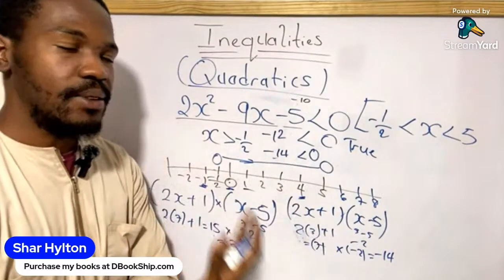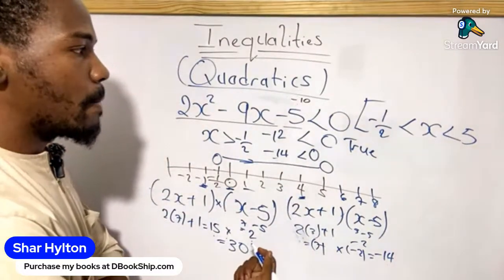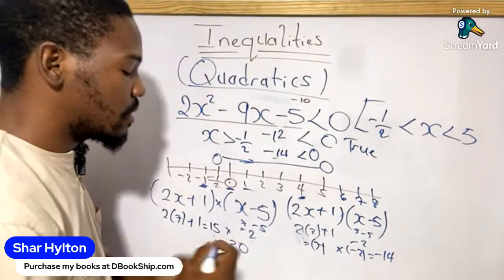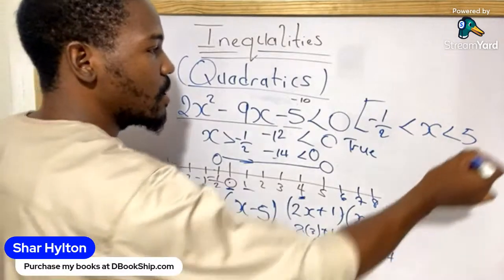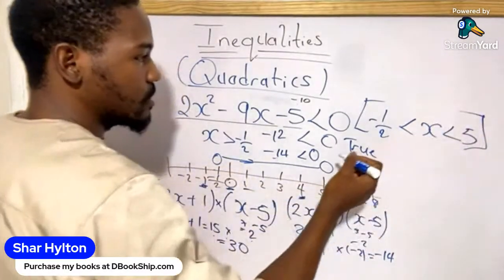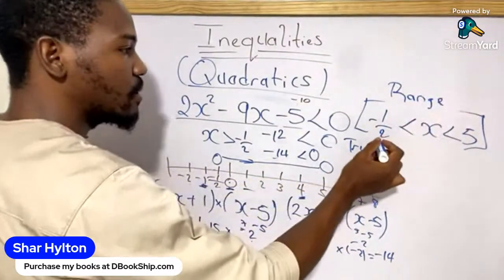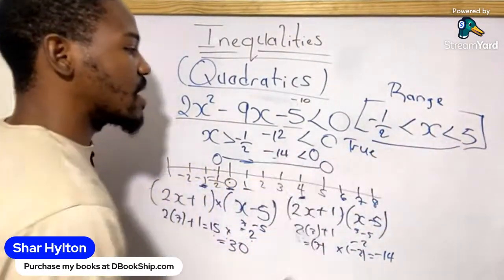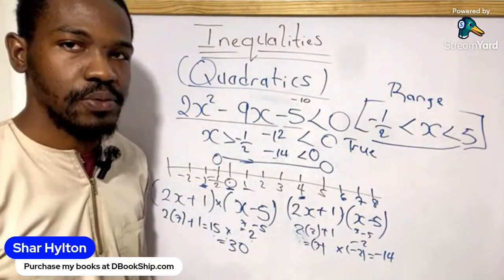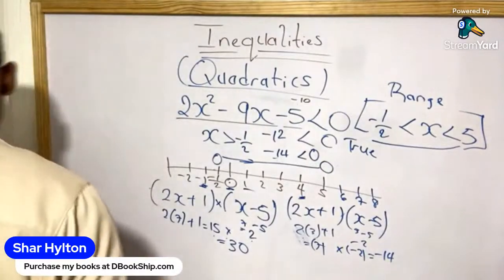So that's basically what I'm trying to explain here, right? So that is what I wanted to get. So this would be the range of values. Any value between this is actually going to make this equation true. Let us look at one final one.